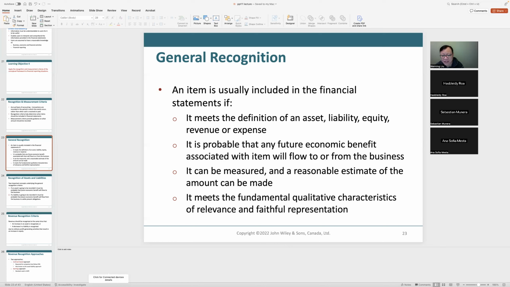If it's probable that you are going to lose future economic benefit, or it's probable that you have to settle a liability by sacrificing future economic benefit, this will be recognizing the liability, right? So that event has to be likely, the future economic benefit, whether it's in or out, has to be likely, probable. And it has to be able to be measured, right? The estimation of the amount has to be reasonable.